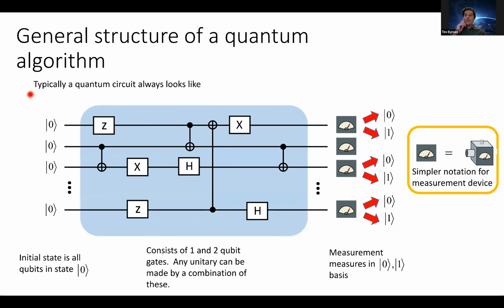Okay, but basically, a quantum circuit will typically look something like this. Inside this algorithm will be some combination of different gates. This is just some random circuit, which I made up. It doesn't really do anything very useful, but it might be a particular type of quantum algorithm.